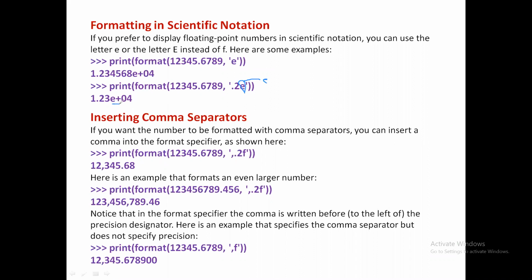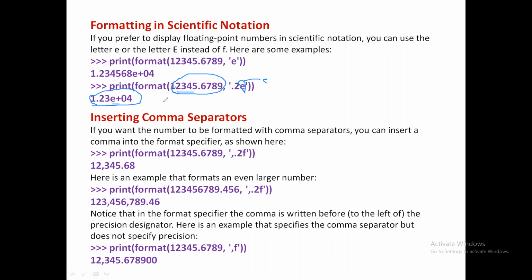It uses the symbol e and displays this number 12345.6789 as a scientific or exponential notation, which is written like this: 1.23 into 10 to the power of 4. It is rounded off like this, and because there are 4 digits after 1.23, it displays like this.